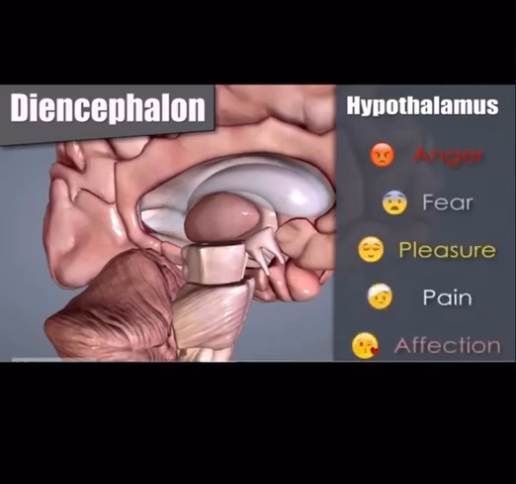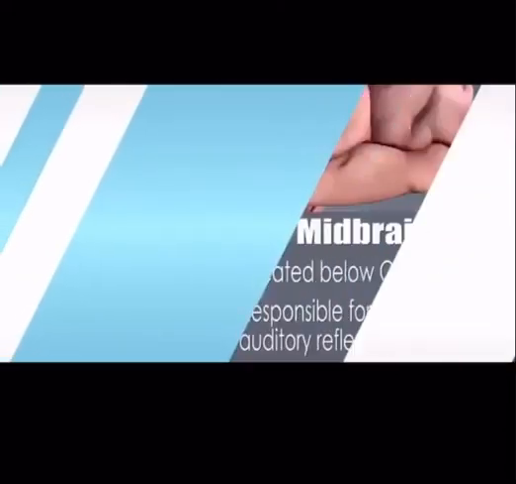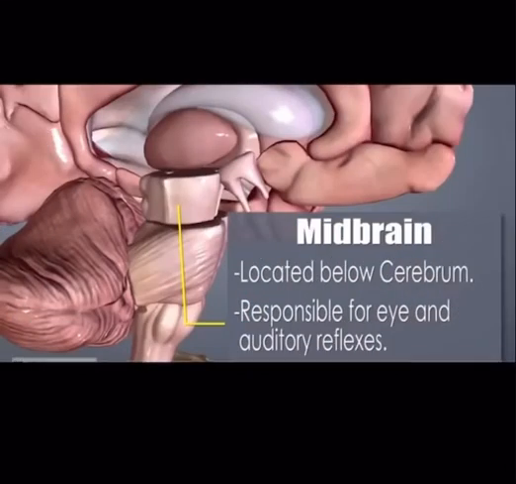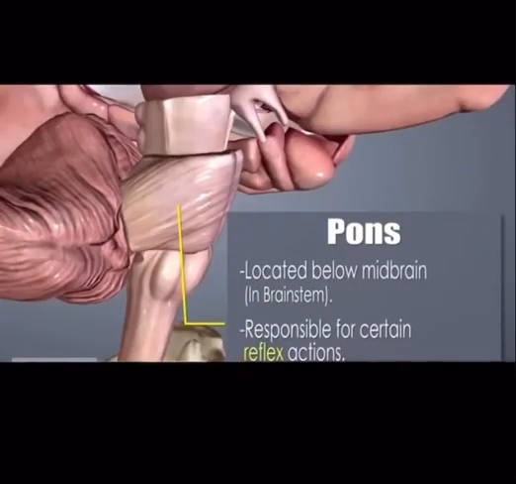The midbrain section is located between the diencephalon and the top of the brain stem, and it's responsible for visual and auditory reflexes. The pons is located between the midbrain and the medulla in the brain stem, and is responsible for certain reflex actions such as chewing, tasting, and saliva. And we have the last section, the medulla oblongata.